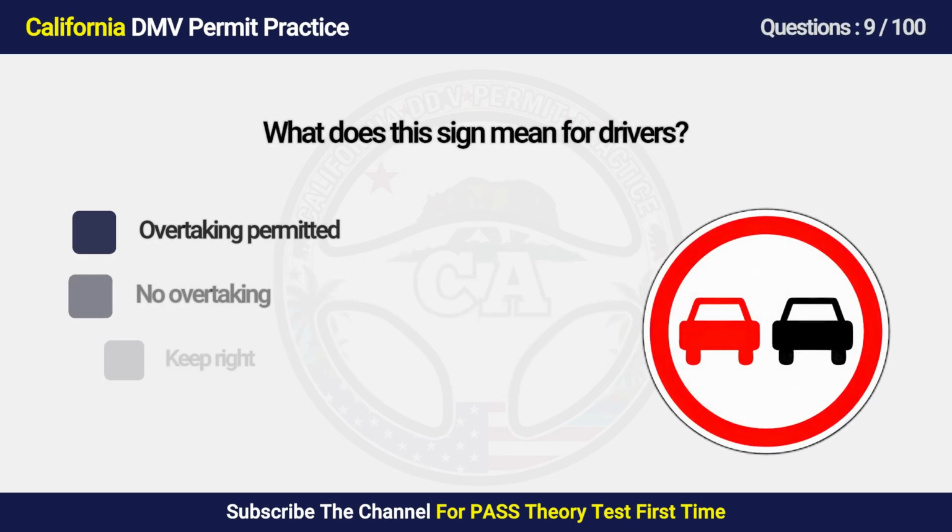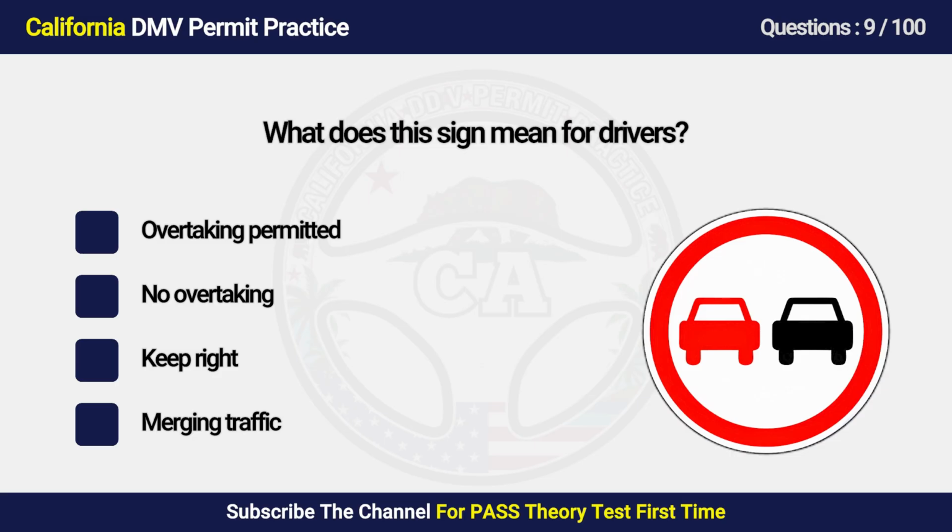Question 9. What does this sign mean for drivers? A. Overtaking permitted. B. No overtaking. C. Keep right. D. Merging traffic.